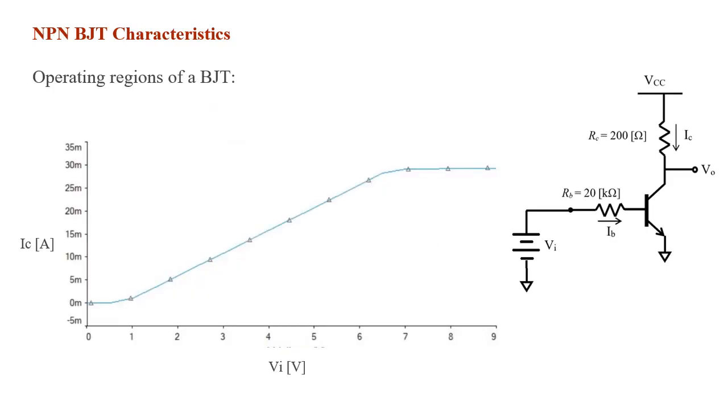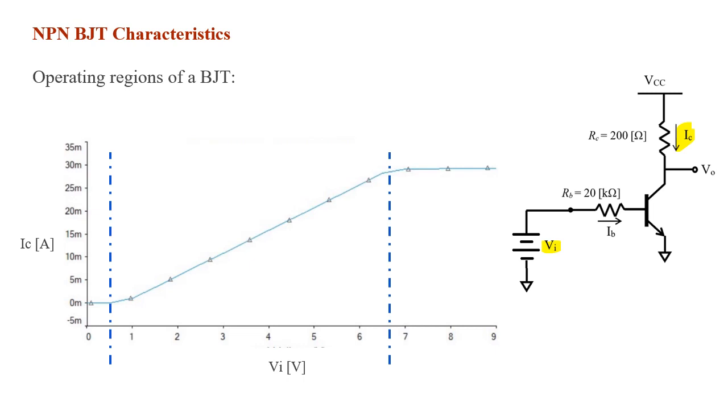Here we have a circuit that uses an NPN transistor, and we're using it to study the characteristics of BJTs. If we are to plot the collector current, IC, as a function of the input voltage Vn, we're going to end up with a plot that looks like this. We can figure out the different operating regions of this BJT by dividing the plot into three different parts.